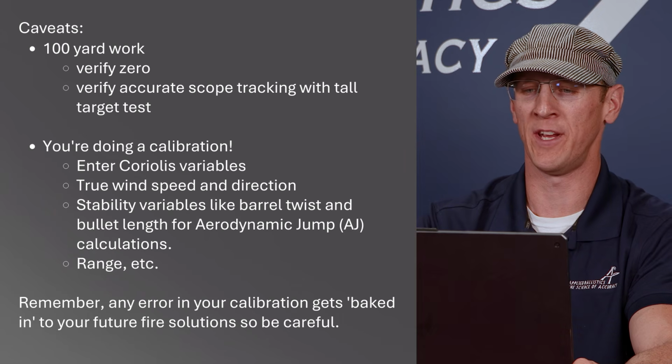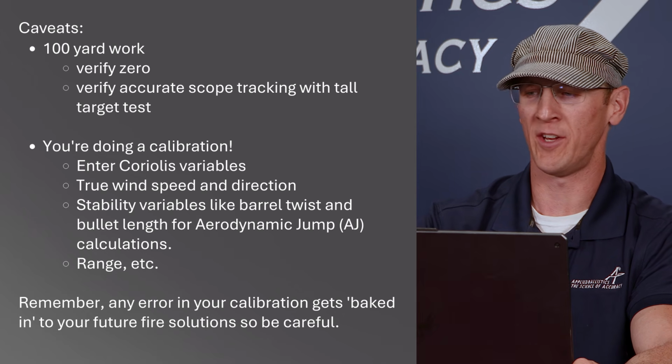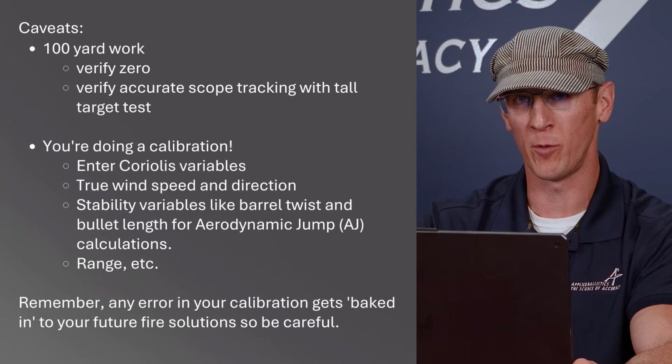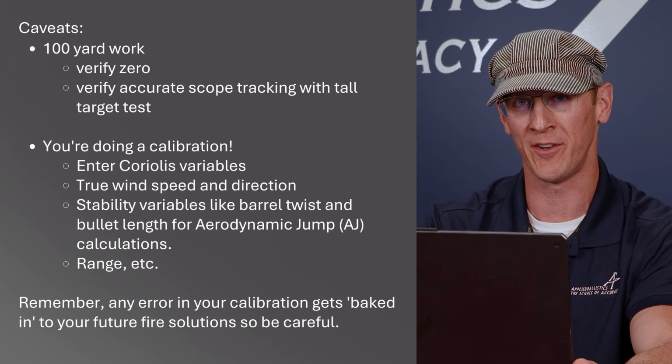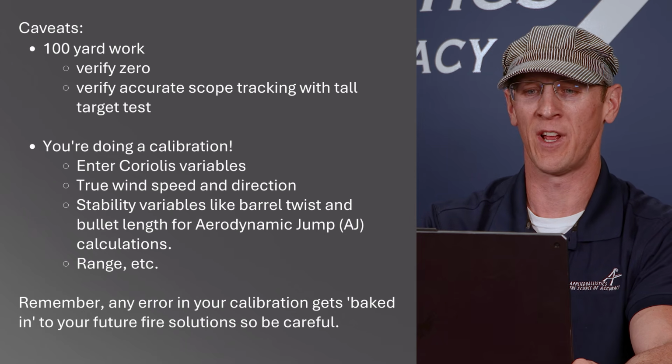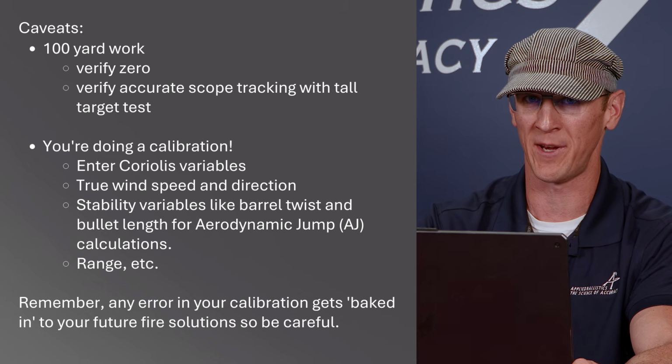So the first caveat is going to be that you've done your 100-yard work. Okay, you've got a good 100-yard zero or 100-meter zero, and you've verified your scope tracking with a tall target. There's other videos that you can watch that break down in detail how to do a tall target test. So that's the first caveat. Make sure that you've done the work at 100 yards to have your sight system calibrated.